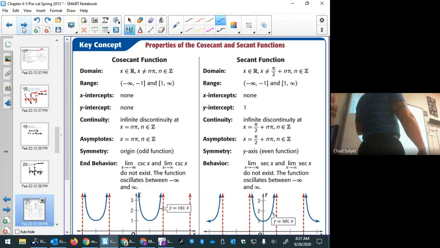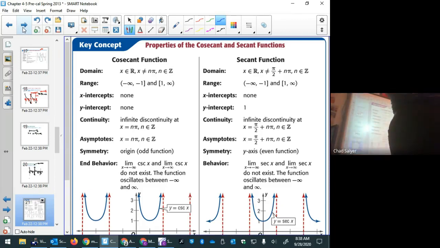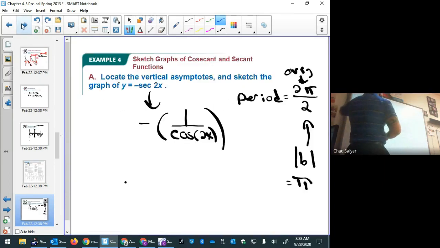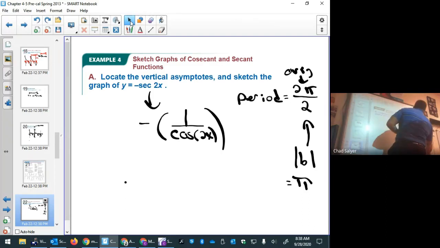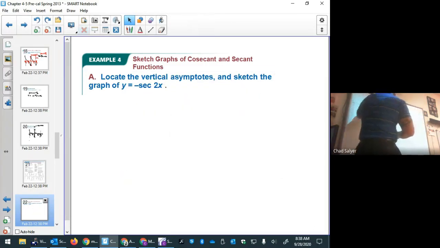All right, so properties of the cosecant and secant function. Again, this exhaustive list of characteristics, and I won't directly hold you responsible for this information, but there will be questions regarding the cosecant and secant, so it'll be worth your time to understand them. I showed you everything I would test directly on. So let's sketch some transformations of the cosecant and secant.